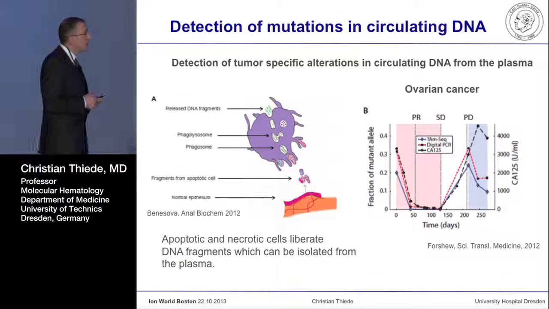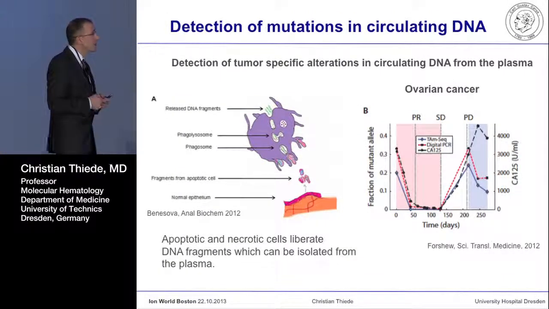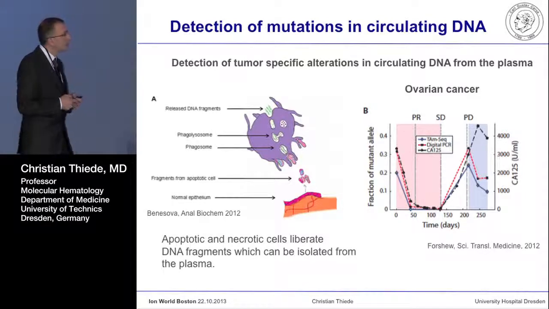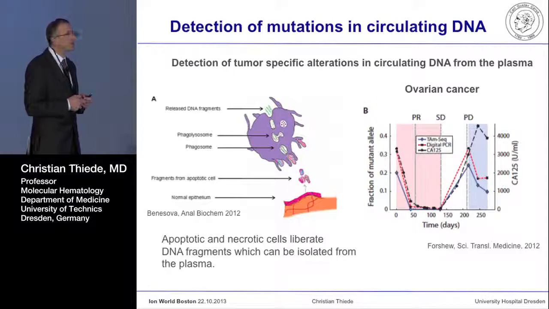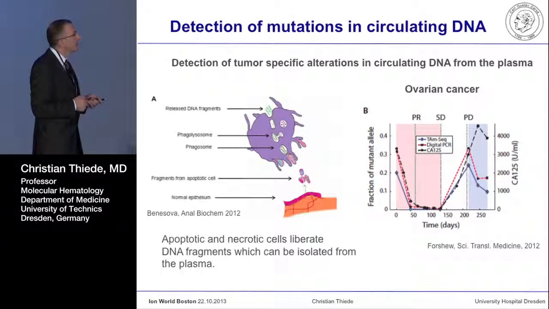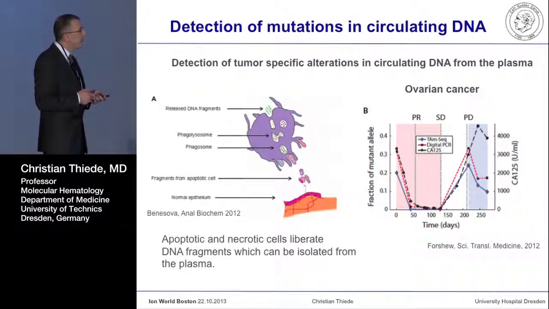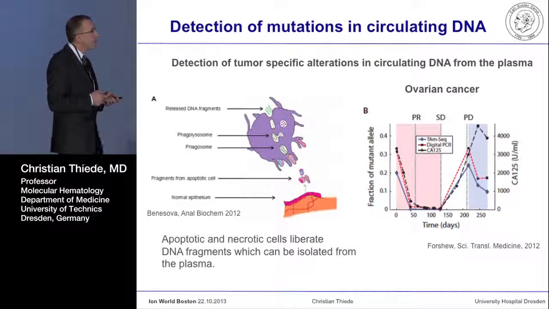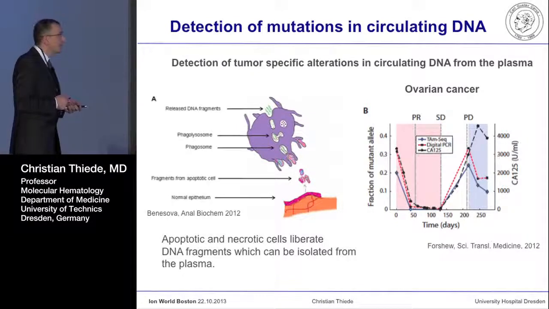What we also did, and you have heard about that particular topic several times within this conference already, is the detection of mutations in circulating DNA. So you know that tumors are liberating DNA into the circulation, either, for example, by apoptosis or by necrosis, and you can detect then this DNA in the plasma, in cell-free DNA preparations. And several groups have already shown that you're able to monitor disease using, for example, next-generation sequencing.